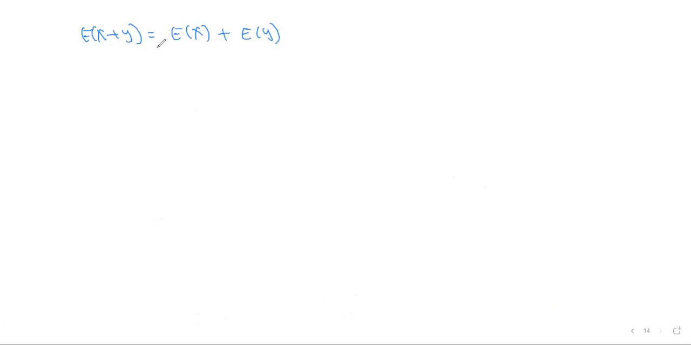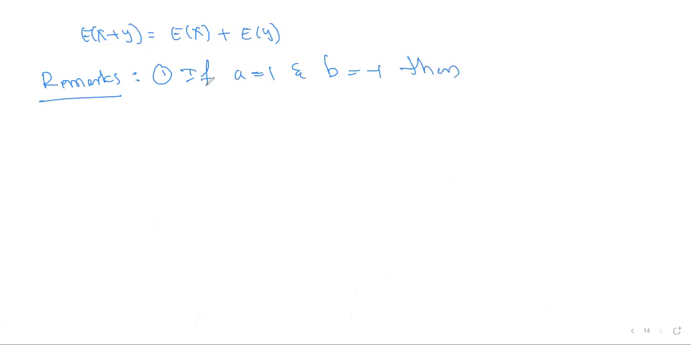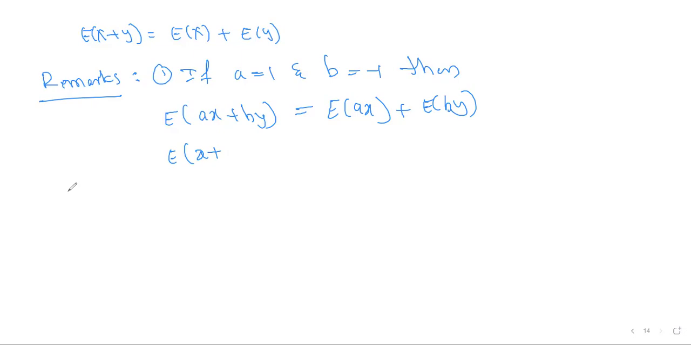Here we also have some remarks. First, if a equals 1 and b equals minus 1, then the expected value of ax plus by is equal to the expected value of ax plus the expected value of by. With a equal to 1 and b equal to minus 1, it will be minus: the expected value of x minus y is equal to the expected value of x minus the expected value of y. So it is also true in general.